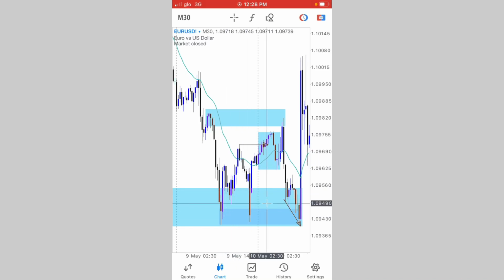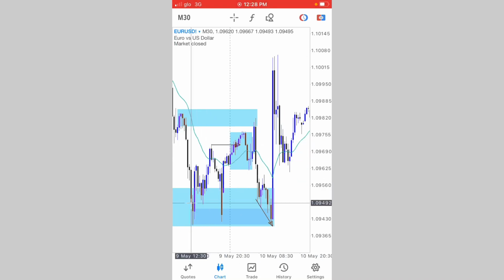So the other day, which was on Wednesday, what I did is that first of all, you need to find your demand zone. Let the market trade below your demand zone. You need to see a change of character. A change of character is when the previous high has been broken, so you see this change of character.